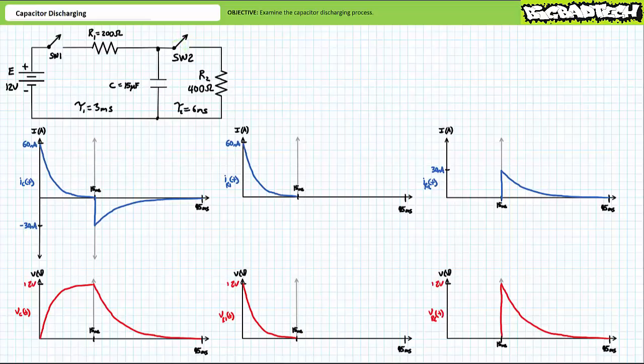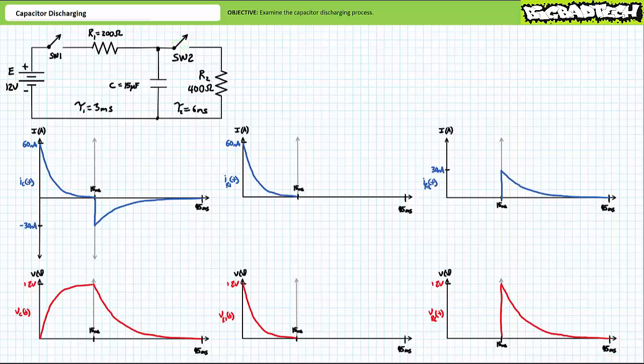Let's now examine the electrical properties of R2. During the charge process, not a lot happens for R2 given switch 2 is open. During the discharge process, current through R2 surges to 30 milliamperes and decays to 0 30 milliseconds later at 45 milliseconds. Voltage across R2 starts at 12 volts and drops to 0 volts over the same 30 millisecond period.